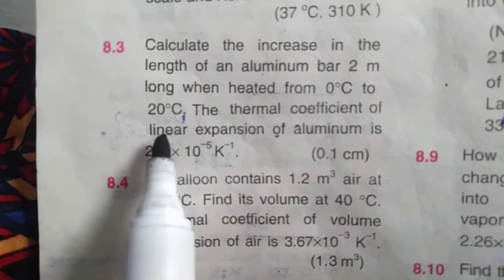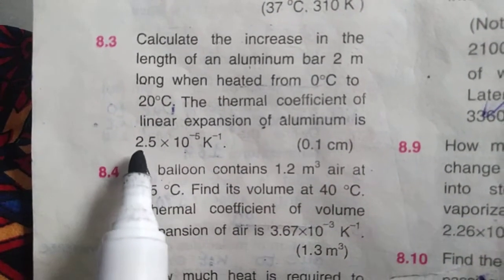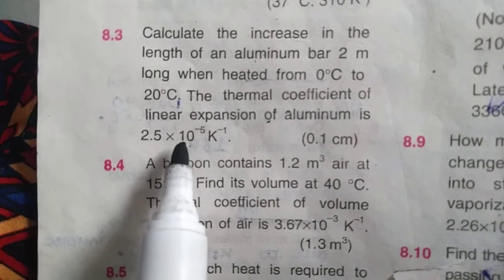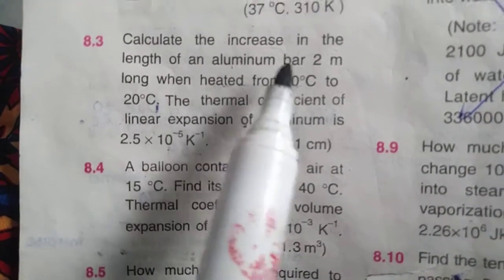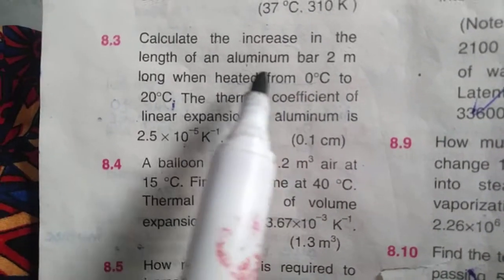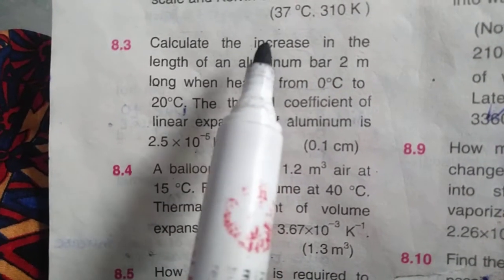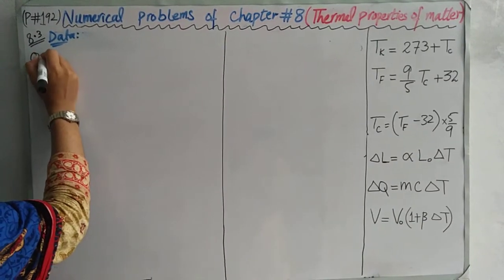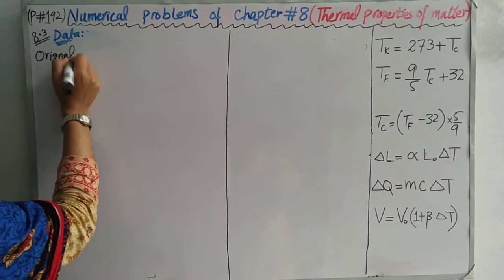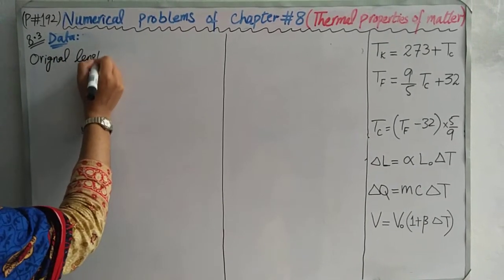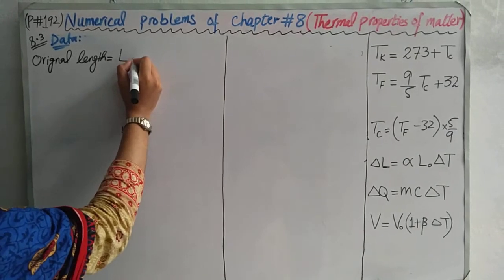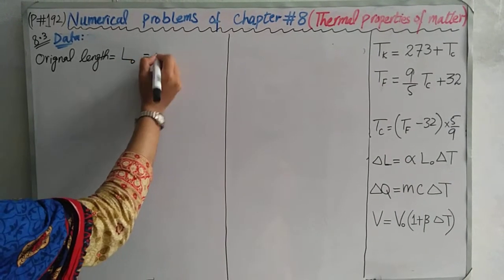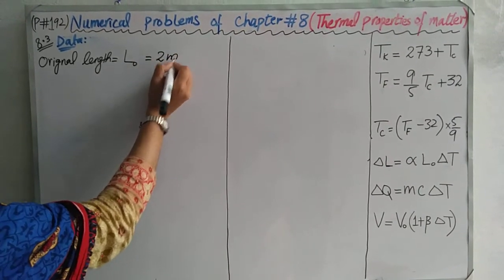The thermal coefficient of linear expansion of aluminium is 2.5 into 10 raised power minus 5 per Kelvin. What we have to calculate? We have to calculate the increase in length, which is represented by delta L. Now, given data, original length, that is represented by capital L, L naught, is equal to 2 meter.